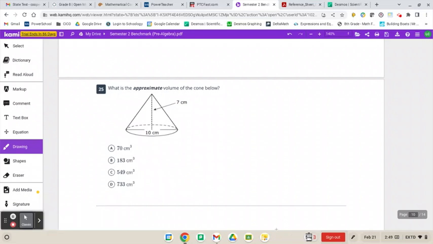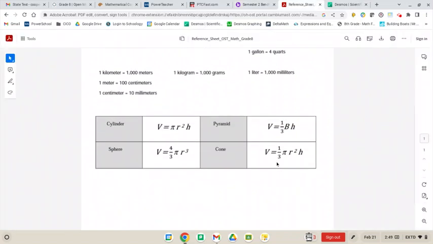Okay, so for volume, you will always have this reference sheet with you, especially on the state test, and you should have had it on this test, and you just use these formulas. The biggest thing you need to understand is that the radius is half of the diameter. So a lot of times they're going to give you the diameter and you'll have to find the radius.